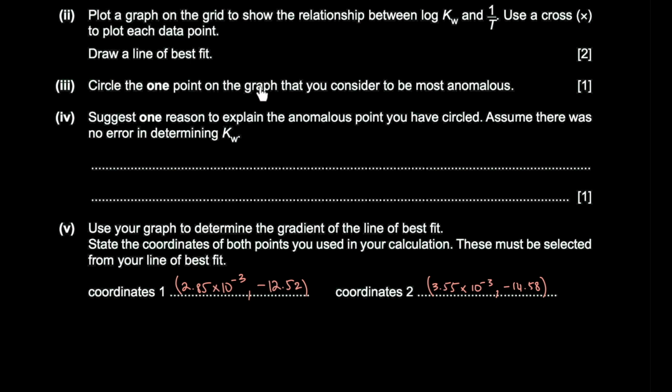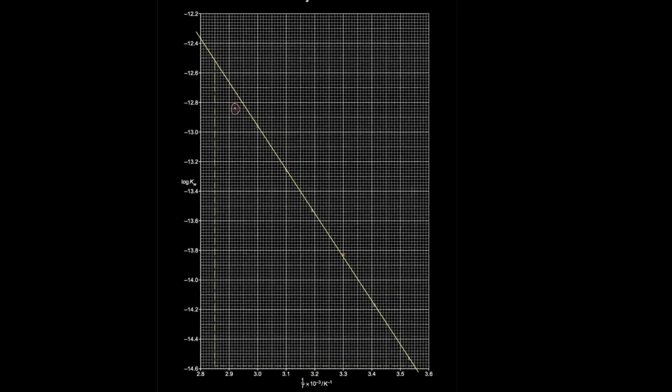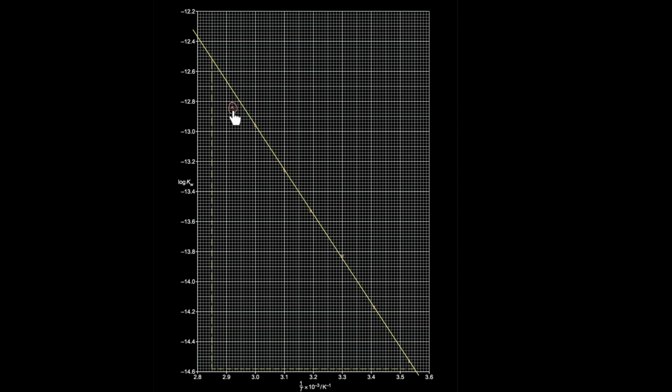I've circled the point that's anomalous. Part 4 says, suggest one reason to explain the anomalous point you have circled. Assume there was no error in determining Kw. So the question says there was no error in determining Kw. Here we have the anomalous point. We don't include the anomalous point in our line of best fit, and we're saying that there was no mistake made when we were determining Kw.